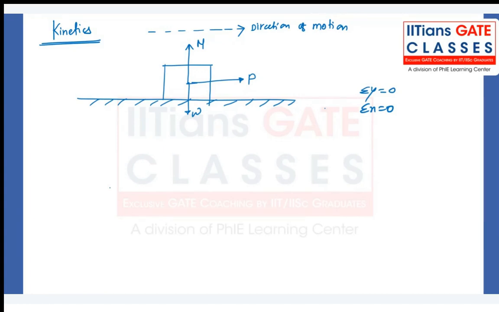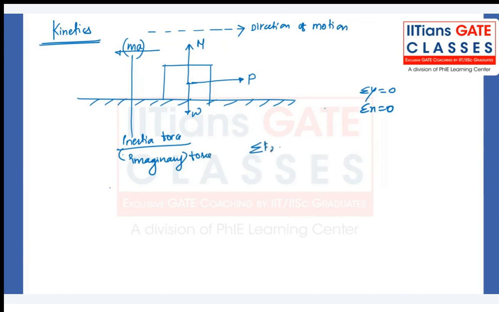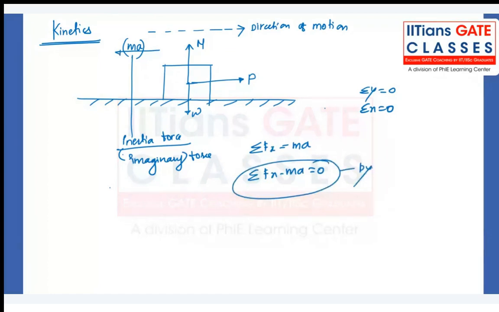So if you apply, let's say, one imaginary force, ma, in this direction, let's call it an inertia force, an imaginary force, such that the summation of all forces acting on the body in the horizontal direction is equal to the mass times acceleration. So I can say the summation of all Fx minus ma equals zero. And let's call this a dynamic equilibrium equation.